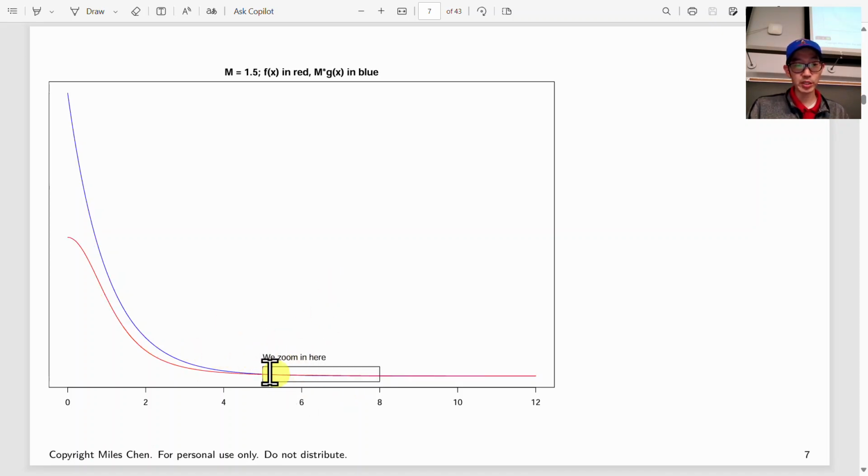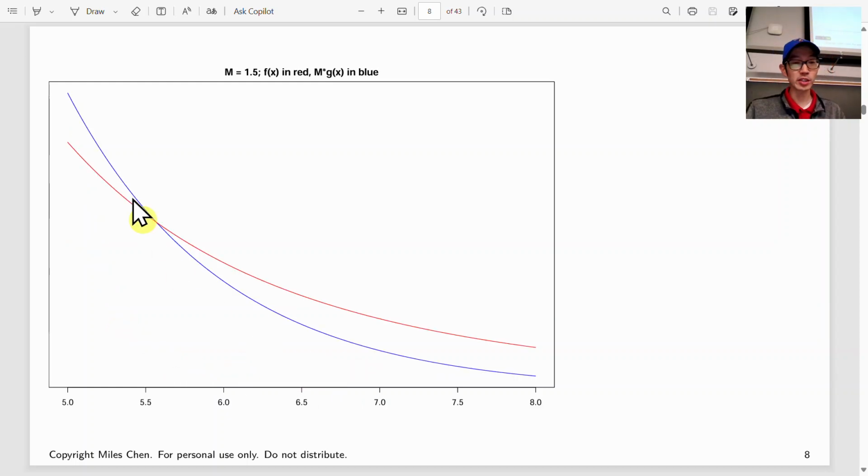If I zoom in here, I'm going to multiply the blue line, the exponential, by, say, 1.5. You know, multiply the exponential distribution by 1.5, and it looks like it's larger than the t distribution. But then if we zoom in here, eventually it crosses, right? And the t distribution in red is higher than the exponential distribution multiplied by 1.5, okay? So that cross happens around 5.5.